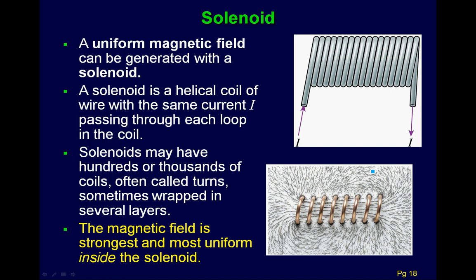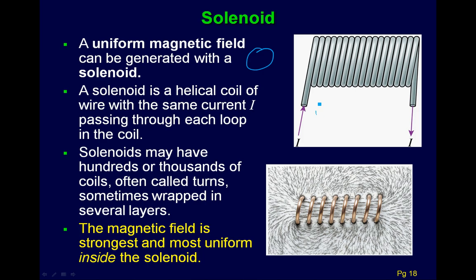And now we're going to use Ampere's law to try to understand something that's pretty important, which is what's called a solenoid. We learned a little bit before that if you have one loop of wire, it makes a magnetic field.